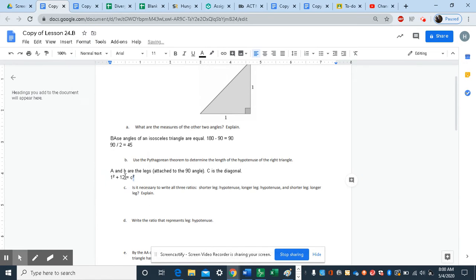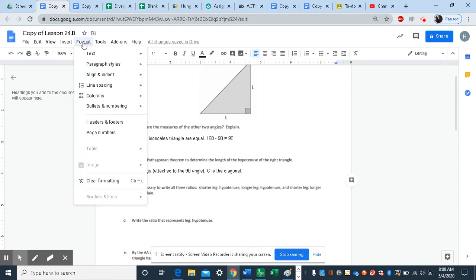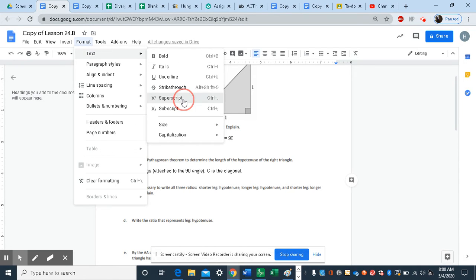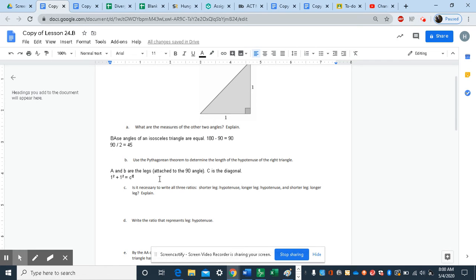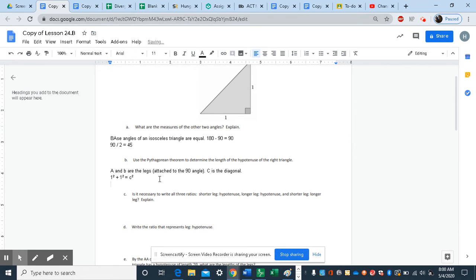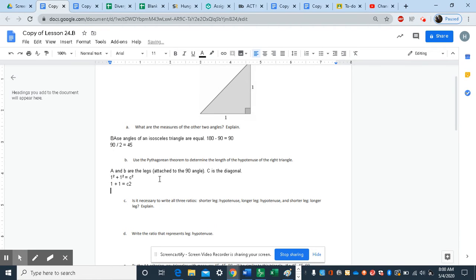Okay. So now that we've plugged our legs into the Pythagorean theorem, we're going to solve it. We know that 1 squared means we're doing 1 times 1, and 1 times 1 is 1, plus 1 again, because they're the same. And that equals c squared. In order to find the total amount of how much c squared is, 1 plus 1 is 2. So 2 equals c squared.